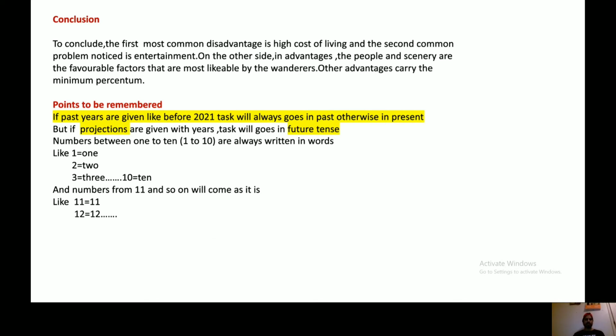Now the conclusion part. In the conclusion, the first and foremost thing we have to keep in mind is that never ever use numbers in the conclusion, because you have already used the numbers in BP1 and BP2, because you have already explained the figures over there. So you don't need to worry about explaining them again in the conclusion. In the conclusion, you have to show the most common thing, the most noticeable thing, whatever seems to you to be very common in the task, so we have to mention that.